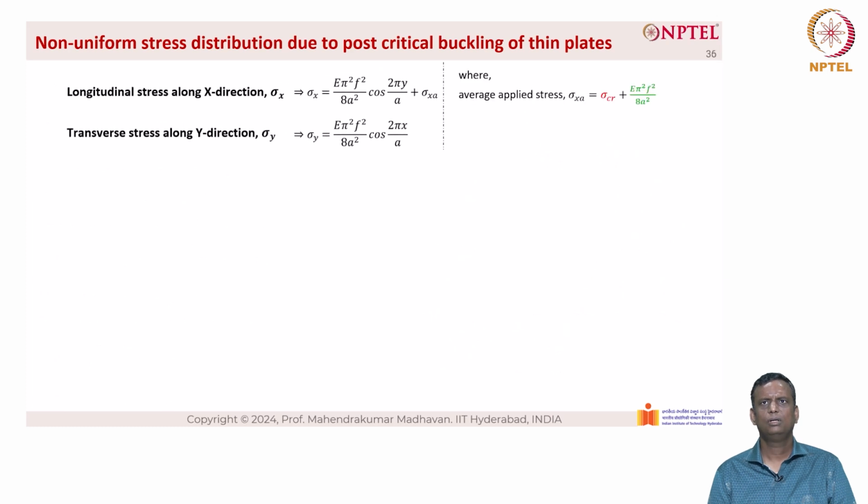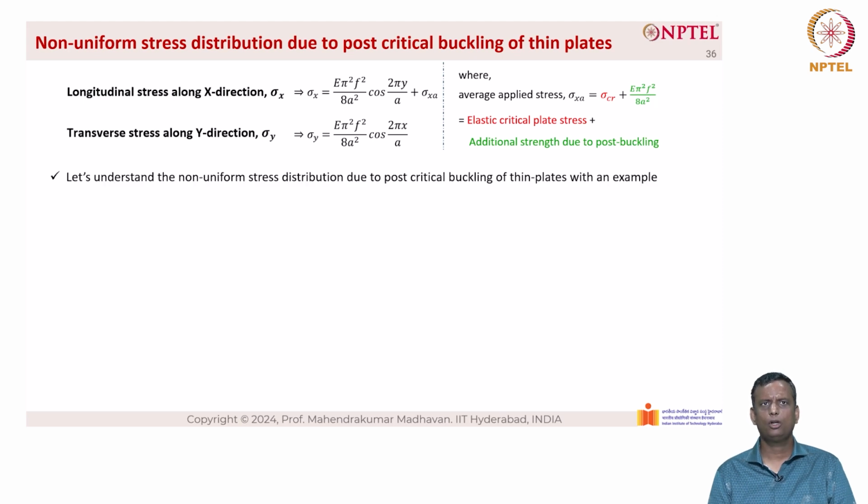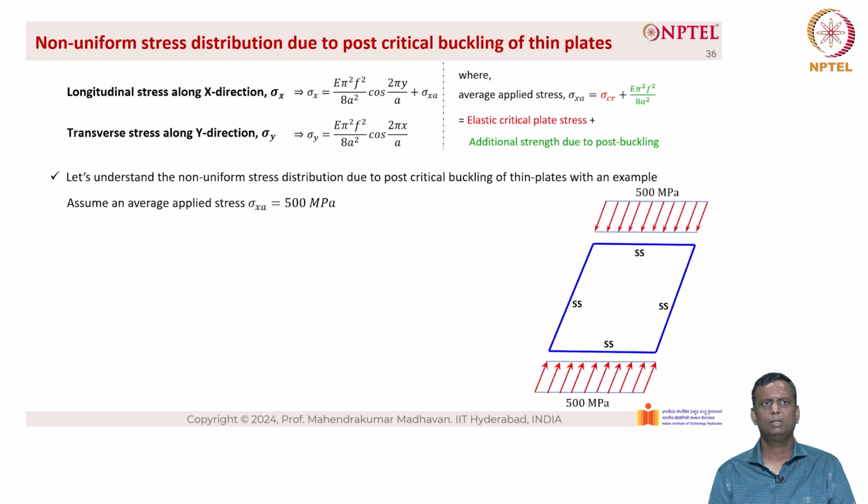Now, here we have the average applied stress sigma xa equal to sigma critical plus E pi square into f square by 8a square, which is indicating that the sigma xa is the elastic critical buckling stress plus the green color terms, which is the additional strength due to post buckling. Let us understand the non-uniform stress distribution due to post-critical buckling of thin plates with an example.